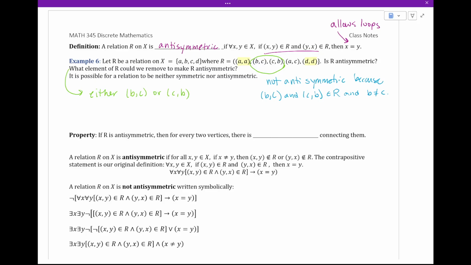So is it possible for a relation, does it have to be either symmetric or antisymmetric? And the answer is no. This one we saw it was not symmetric because of this guy right here. It didn't have a pair. It's also not antisymmetric because of these ones in green, because that is a pair. So yes, it is possible. This is an example of that.